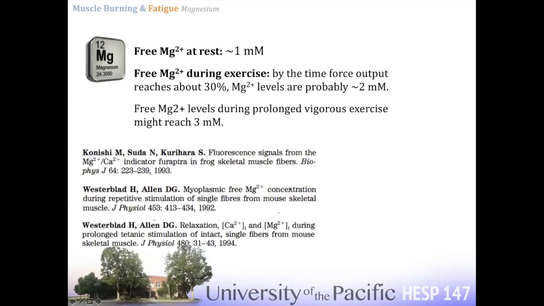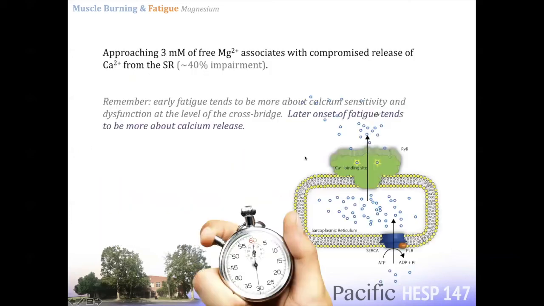And so this will increase free magnesium at rest pretty low. You can double it, you can triple it if you're doing really vigorous exercise for a long time, if you're altering your ATP to ADP and AMP ratio, maybe you can get up to triple, something like that. But what's going to happen is the sarcoplasmic reticulum, right? You are going to compromise the release in calcium-induced calcium release at the sarcoplasmic reticulum.